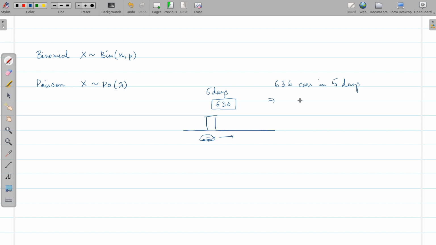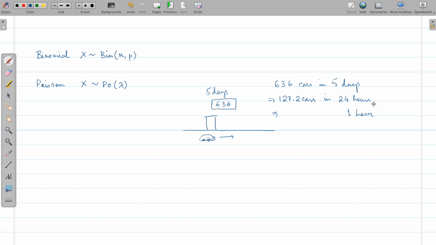So this implies how many cars in 24 hours? All you have to do is take 636, because 24 hours is 1 day. There are 5 days, so you divide by 5. That gives us 127.2 cars. So in 1 hour, how many cars?